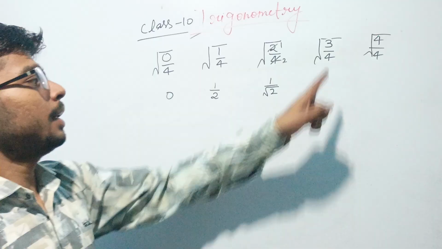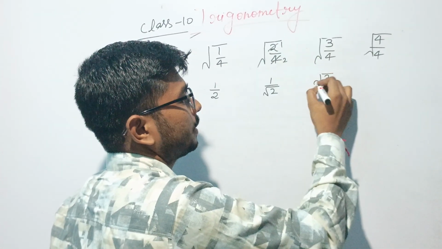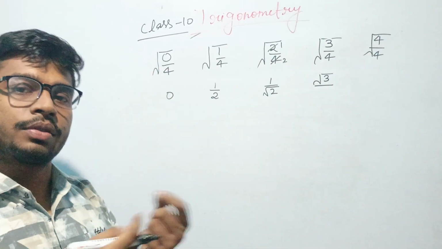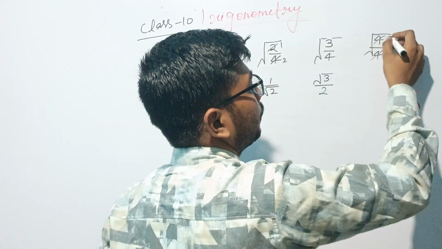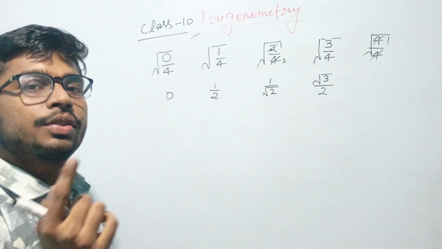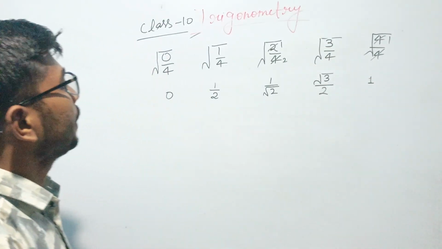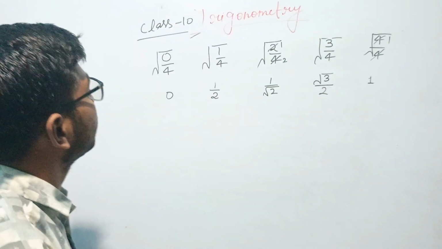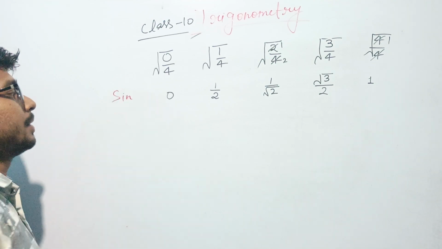3 can't come out of the square root, so we will write 3 as it is, and 4 will come out, so it will become 2. Same here, 4 will cut, so we got 1, and square root of 1 is only 1. So actually this is the value of our sine.